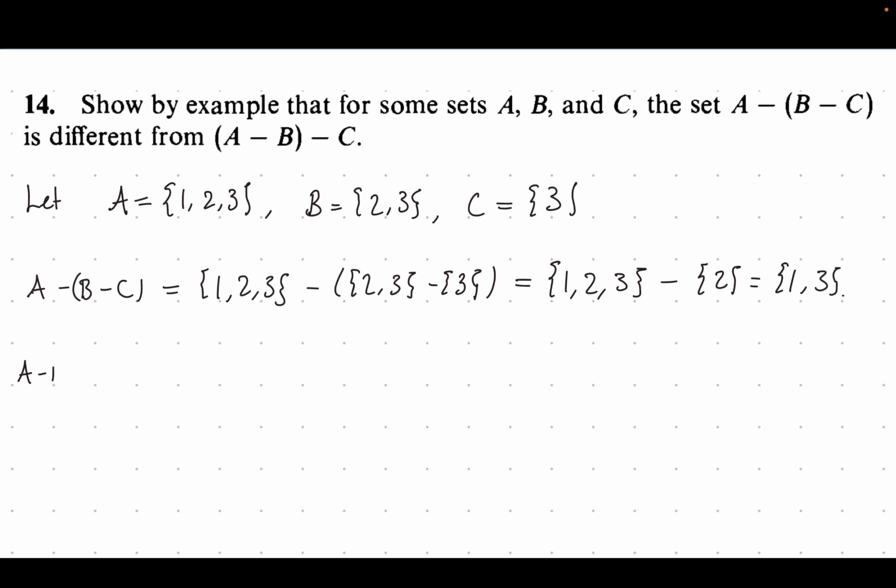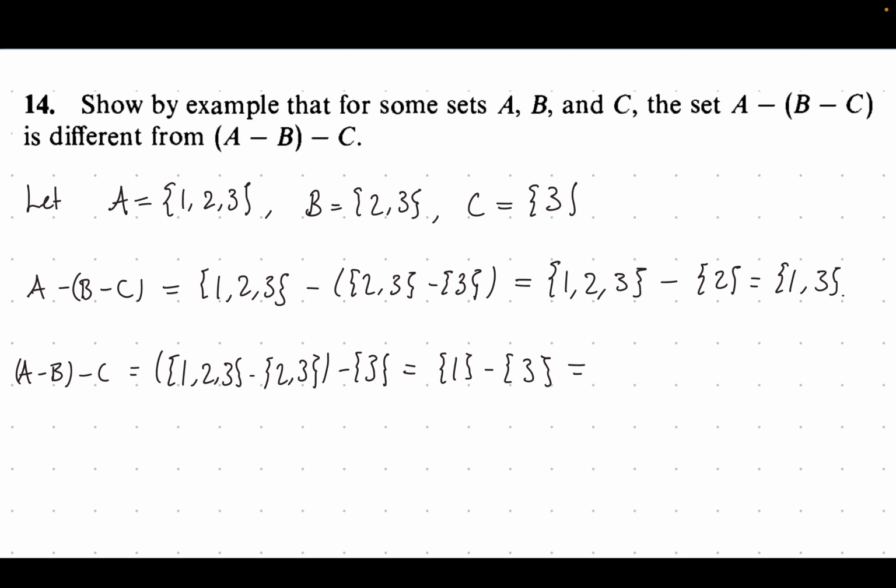And on the other hand, A minus B minus C is going to be the set 1, 2, 3 minus 2, 3 minus 3, which is equal to the set 1 minus the set 3, which is just equal to the set 1.